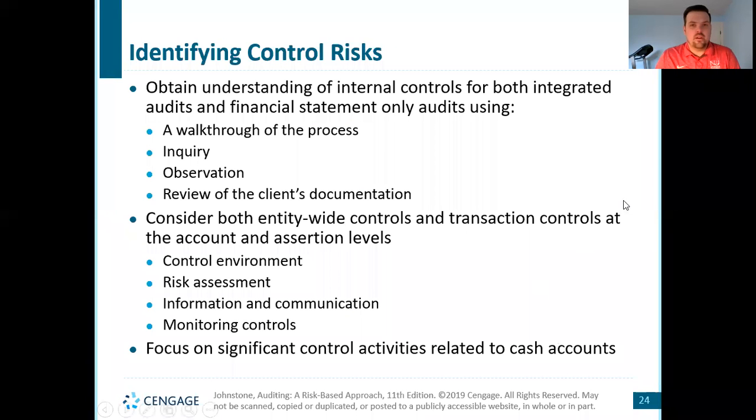Okay, we are looking at the second lecture for Chapter 10 for auditing. We kind of stopped here last time with identifying control risks. We talked through this slide already, but we need to understand how it works, how we identify those control risks, and what processes we do to understand the controls. We also look not only at entity-wide controls, but also transactional controls, and then any significant control activities related to cash.